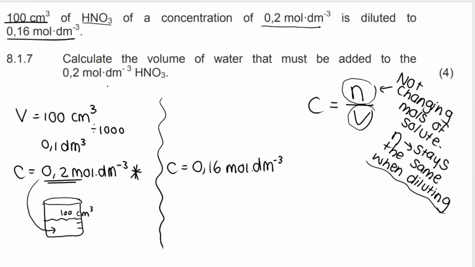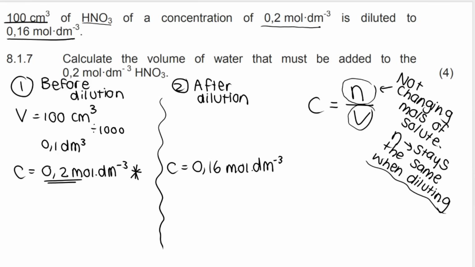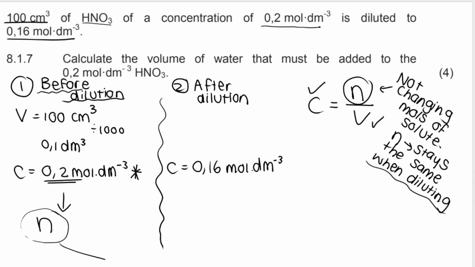So essentially what happens is we have scenario number 1, which I'm going to call before the dilution, and scenario number 2, which I'm going to call after dilution. Remember, I have the volume and the concentration before the dilution. When I have C and I have V, so look at my formula, I can work out N. So we're going to work out N, the number of moles of the solute, before the dilution. But as we just said, the number of moles does not change. So whatever moles I get before the dilution will be the same as after the dilution.